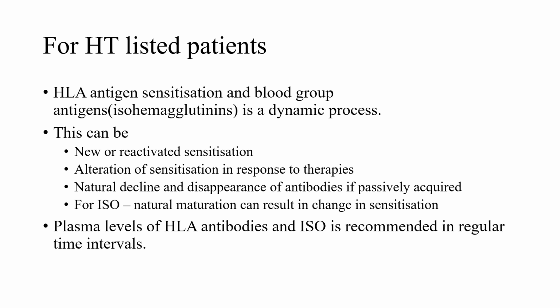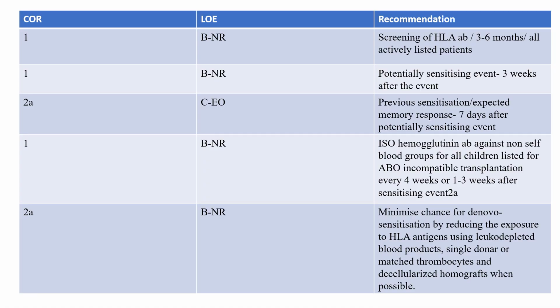Plasma levels of HLA antibodies and isohemagglutinin, in particular in children, are recommended at regular time intervals in a transplant listed patient. So what are the recommendations? For a patient listed for transplant, the HLA sensitivity PRA panel has to be repeated every 6 months. Class of recommendation 1, level of evidence moderate with non-randomized studies. If a potentially sensitizing event has happened, then we have to repeat the HLA in 3 weeks, because 21 days is the time for making antibodies. It is also a class 1 recommendation, level of evidence moderate, non-randomized studies.